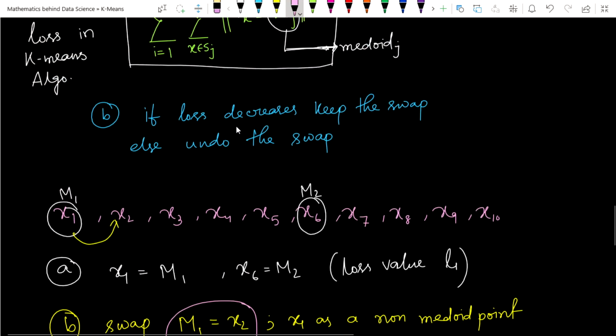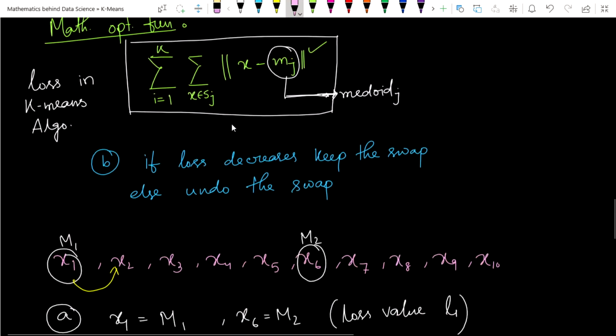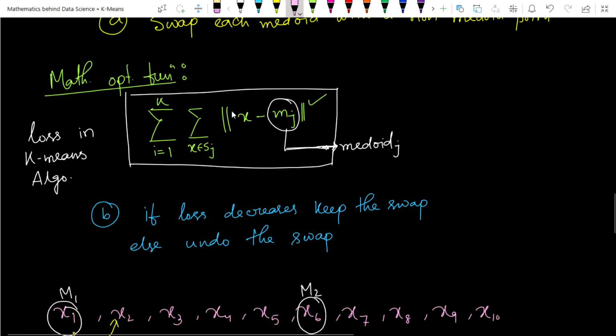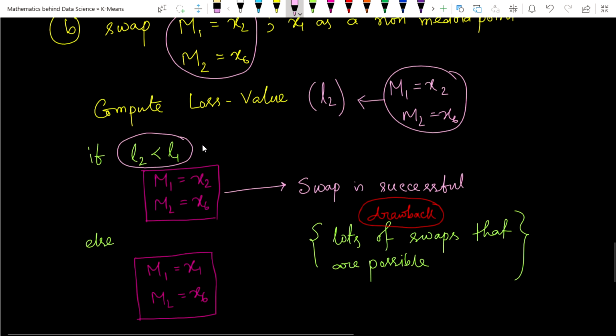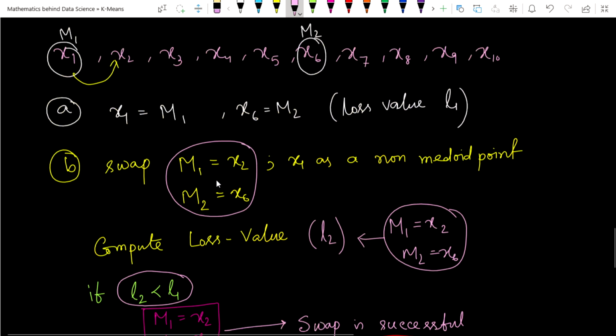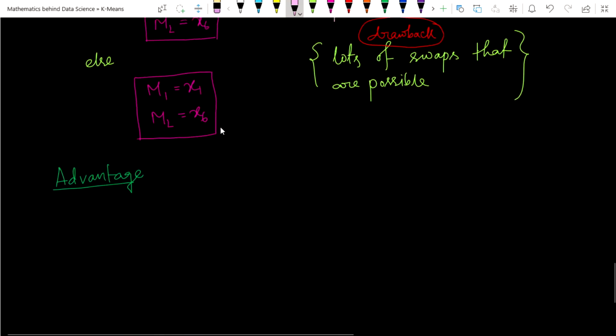Actually, we will find the distances to compute the loss value. Based on this loss value, we make our centroid by simply swapping. So at the end, the main calculation is finding these distances. Okay, so the advantage is here.